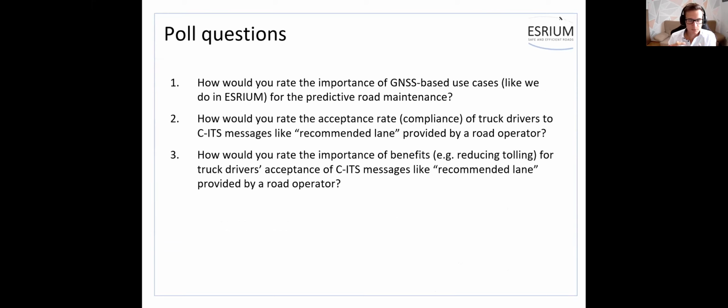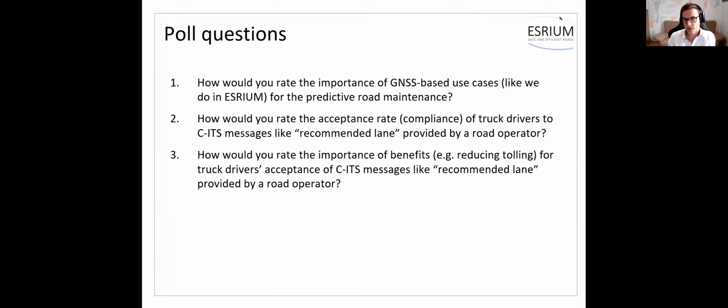All right, that has been a quick overview of the use case we developed within Esrium. And as I mentioned in the beginning of the presentation, we have also prepared a few poll questions based on the use cases that we would ask you to answer.